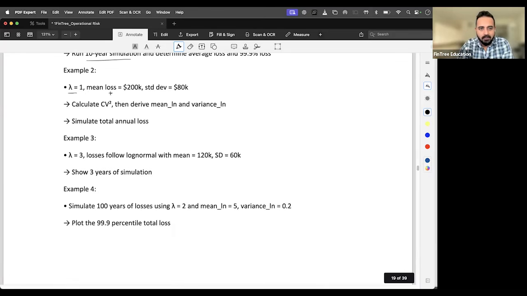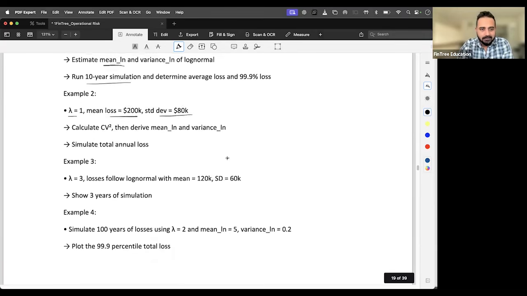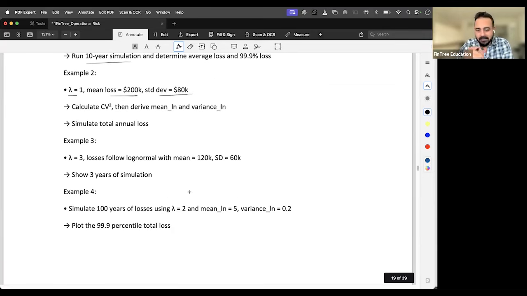Here's one more example. Let's assume lambda 1, mean loss 200k, standard deviation 80k. You repeat the same drill, and you keep on repeating like this. These are some of the practice examples, but again, you don't need to do this because that random value picked up is in Monte Carlo simulation. You can't run Monte Carlo simulation on the exam, so all that you need to know is the background logic.